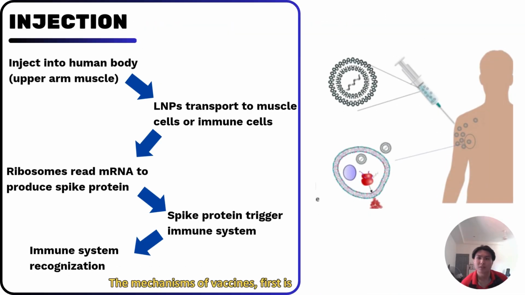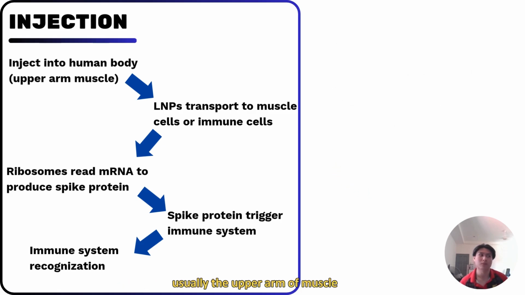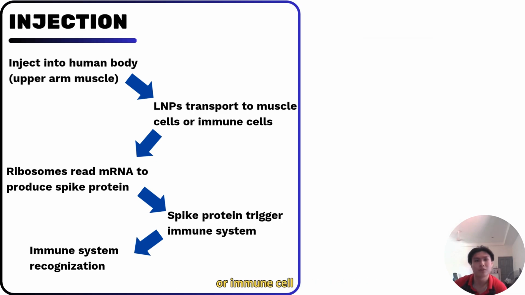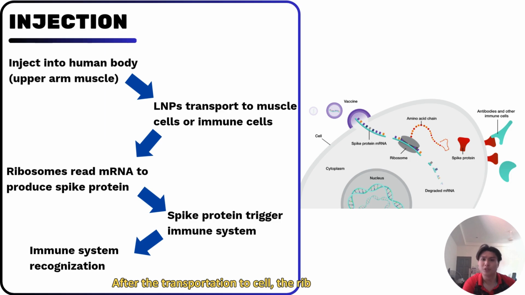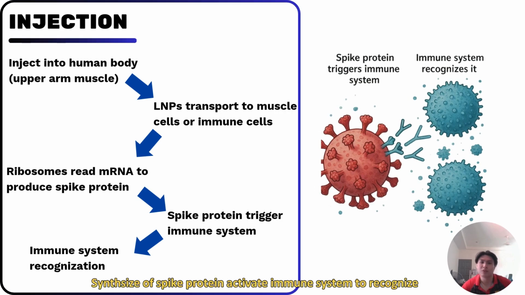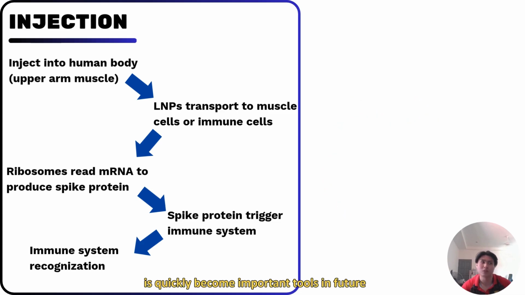The mechanism of the vaccine first is the injection of lipid nanoparticles which contain mRNA into the human body, usually the upper arm muscle. The lipid nanoparticles will be transported to a nearby muscle cell or immune cell. After the transportation to the cell, the ribosome will read the mRNA and produce spike protein. Synthesis of spike protein activates the immune system to recognize it as immune memory. This vaccine is developed fast as it does not require growing the virus. This vaccine technology is quickly becoming an important tool in the future.